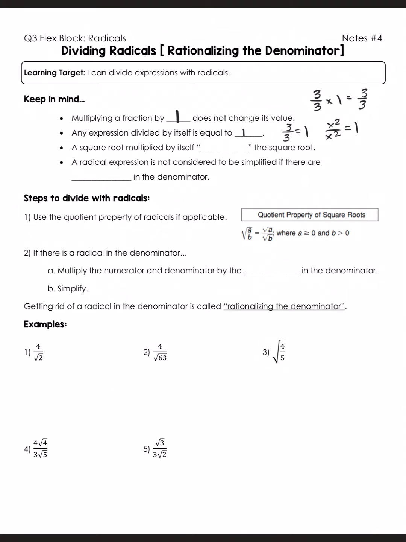A square root multiplied by itself kind of cancels the square root. We saw that last time when we were multiplying radical 3 times radical 3. The answer is just 3. And last, and kind of most importantly here, a radical expression is not considered to be simplified if there are radicals in the denominator.